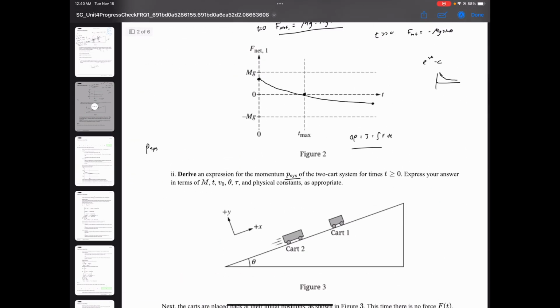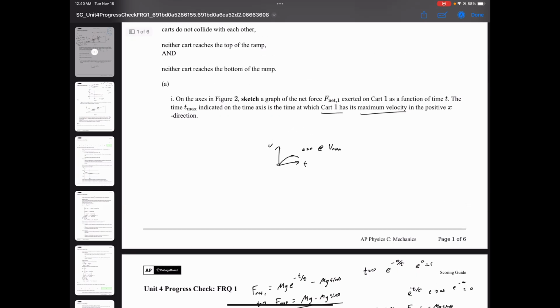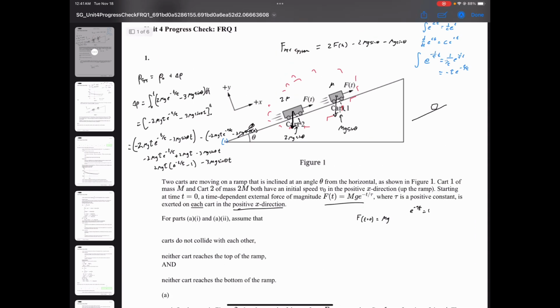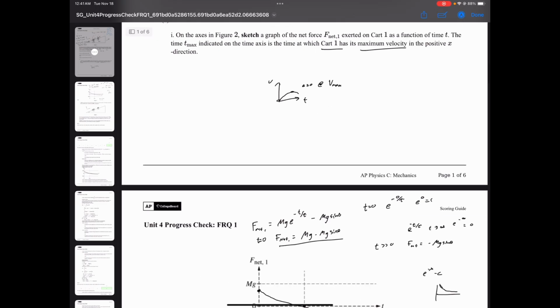And then the other critical point here, t max, is also very important. You have to understand that that's when the acceleration is 0. It specifically says in the problem that at time t max, cart 1 has a maximum velocity. So if you think about what's going on here, the applied force is going to be greater than mg sine theta at t equals 0. So this cart is going to accelerate up the inclined plane. Its velocity is going to be increasing.